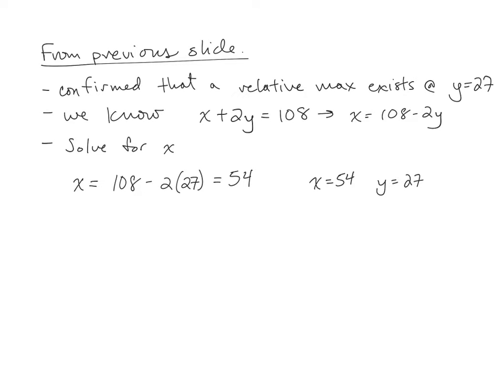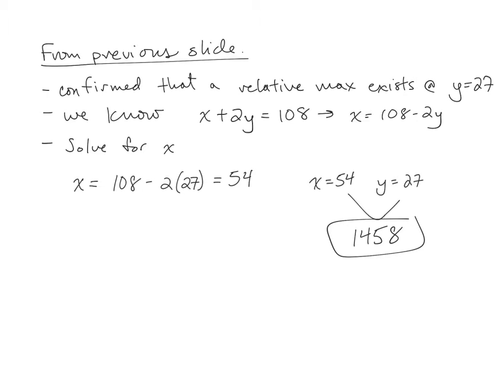The question was asking, what is the maximum product? So the last step that we have to do here is multiply these two values together. When you multiply them, you get 1,458, thereby answering the question, what is the maximum product you can get?